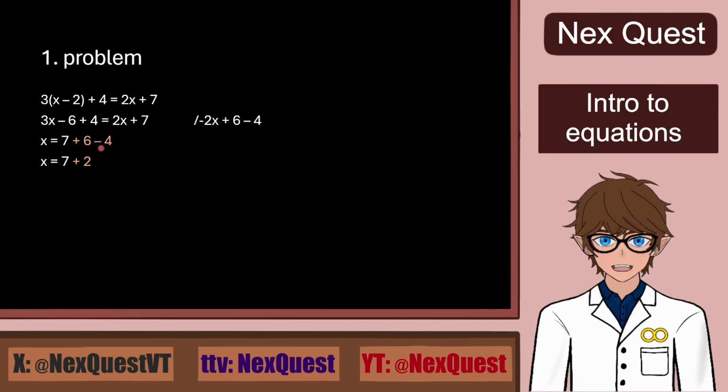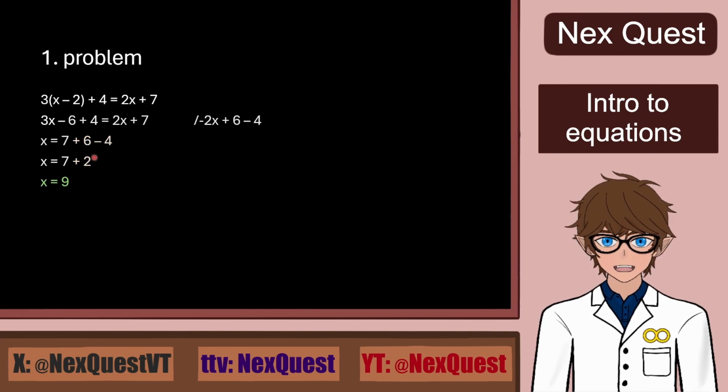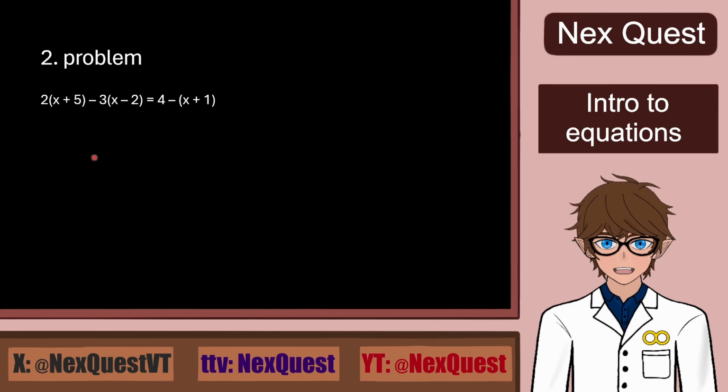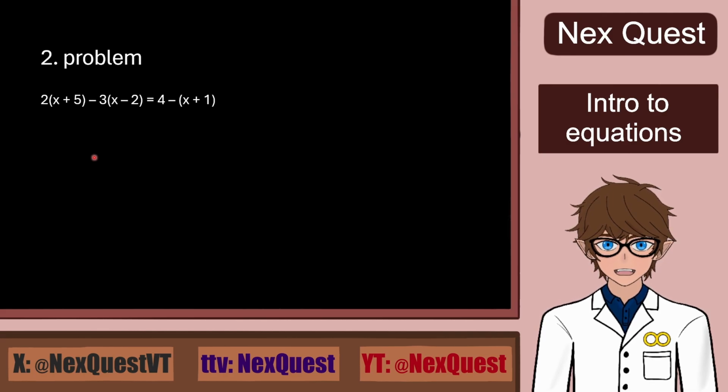Then we just add together these two, we get plus 2. 7 plus 2 is 9. Problem solved. For the second problem, we can solve the brackets one by one, each in a separate step.